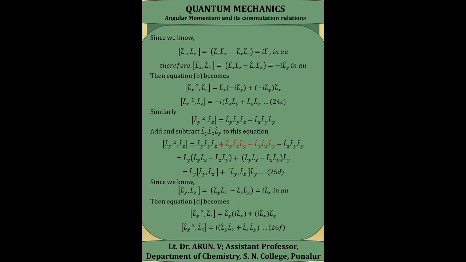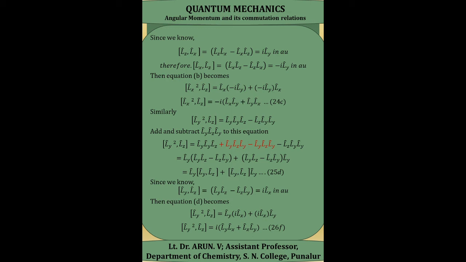Since we know that the commutator [Lx, Lz] = LxLz − LzLx is equal to −i times Ly in atomic units, therefore the above equation becomes [Lx², Lz] = Lx(−iLy) + (−iLy)Lx, that is equal to −i(LxLy + LyLx).